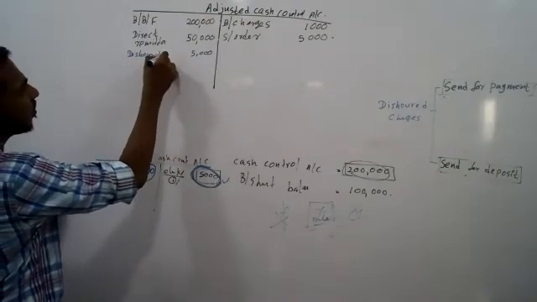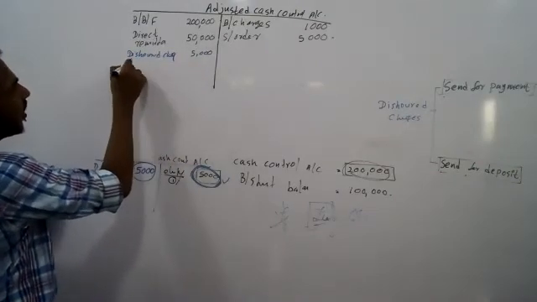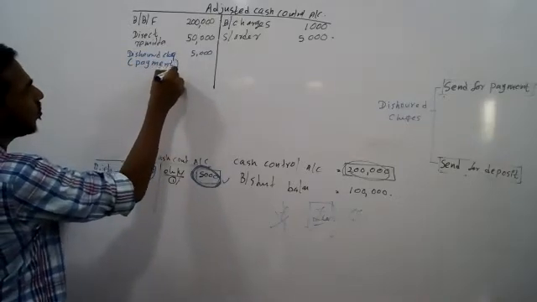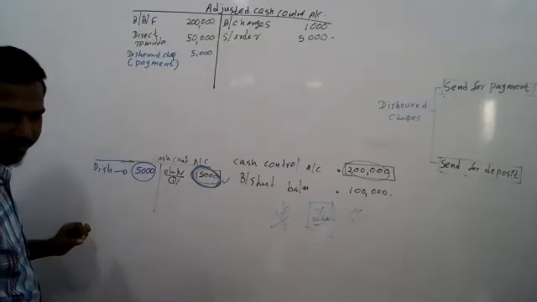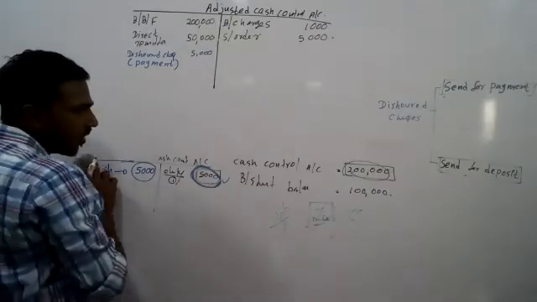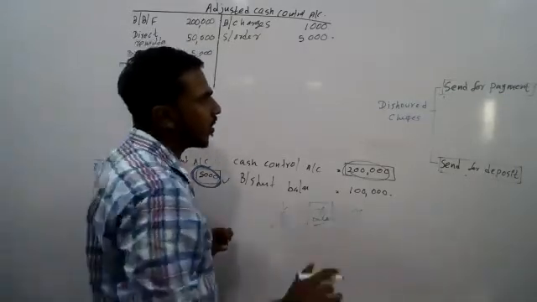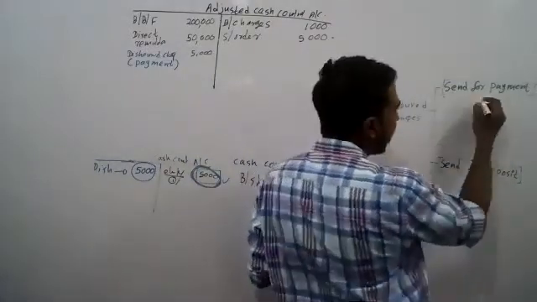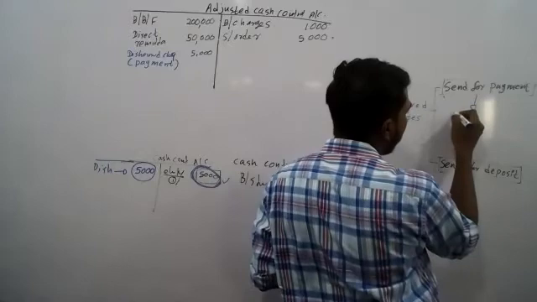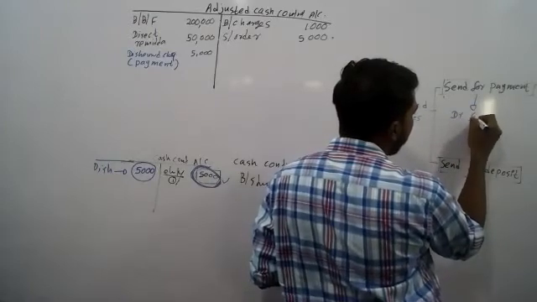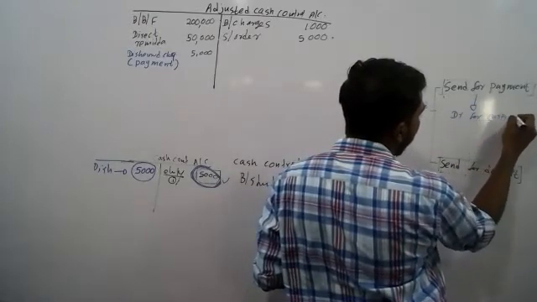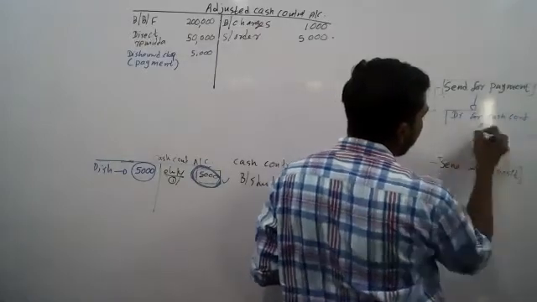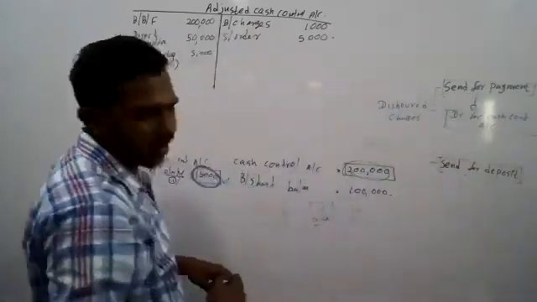Dishonored check, but you send it for, within brackets put, for payment. You send it for payment. Clear? Then we'll say this is sent for payment. What the treatment is? If it is sent for payment, the treatment is debit for cash control. That's the treatment. Debit for cash control.